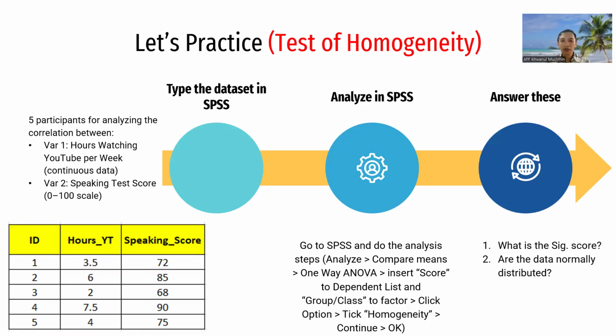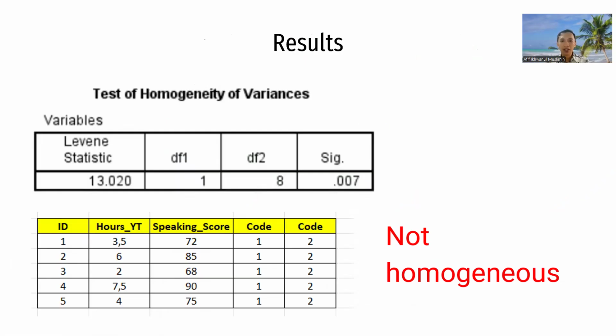If you successfully followed these steps, then you will see the results like this. The significance value from the test of homogeneity of variance is 0.007, which is lower than 0.05, so it means that the data are not homogeneous.